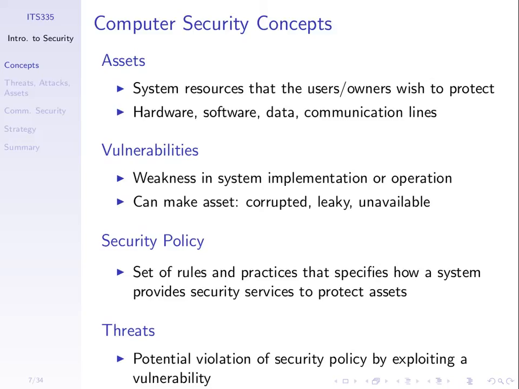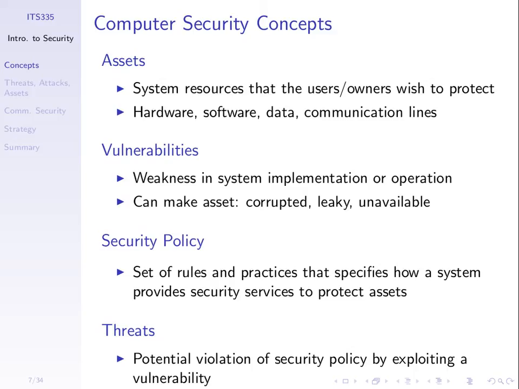Vulnerabilities are weaknesses in the implementation of our computer system, or the way that we operate it. So a vulnerability is something like a bug in the software, or some weakness in the design or the implementation of a piece of hardware, which has a potential of compromising or making an asset unavailable or losing an asset. And what can we do with an asset? We can corrupt an asset. We can talk about leaky assets and unavailable assets.